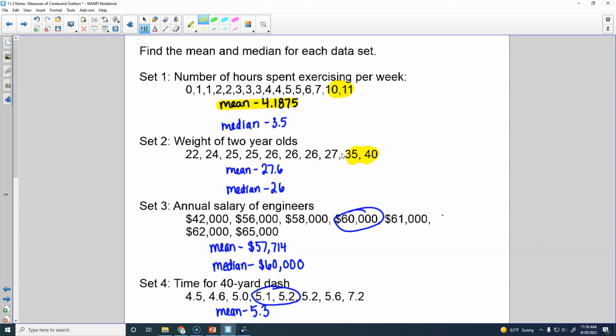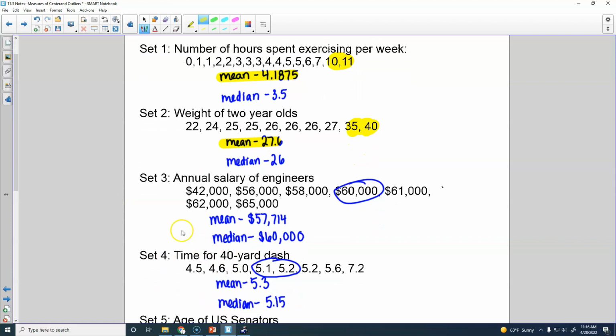Here, or my nephew, Nathan. He's in kindergarten, and he's already outgrown Hunter. Which Hunter's tiny. Hunter's the littlest in his grade. But so, we had high outliers. Which one is higher, our mean or our median? Mean. Okay? Let's look at annual salary of engineers.